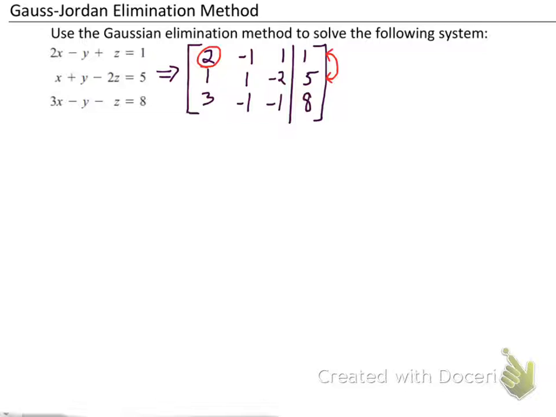But the only time you should switch rows is in these first couple steps, because once I start having 0s and 1s, it doesn't pay to switch rows because it messes you up. So I'm just going to switch those 2 rows.